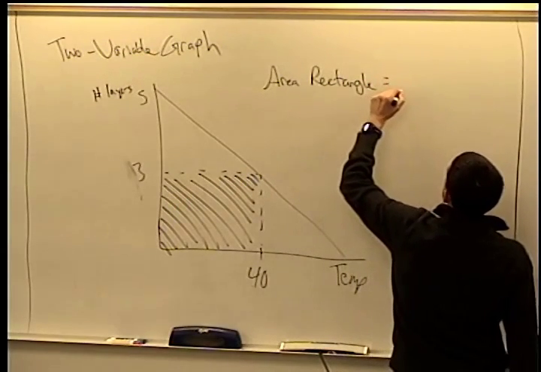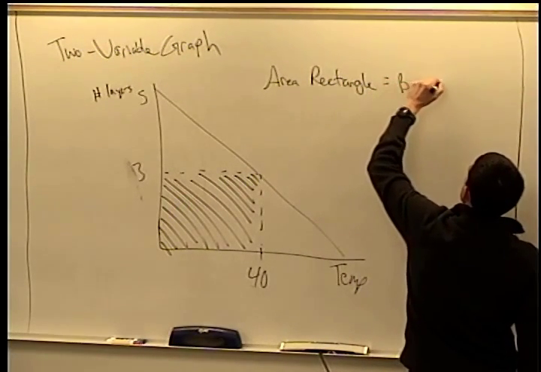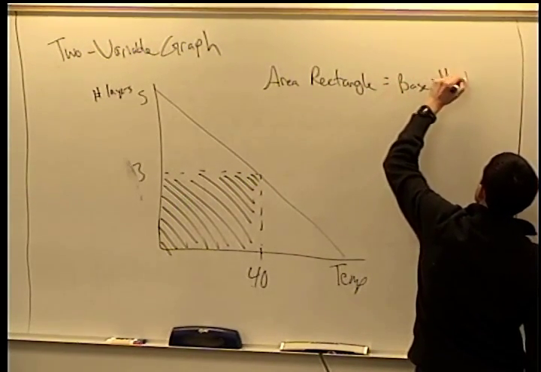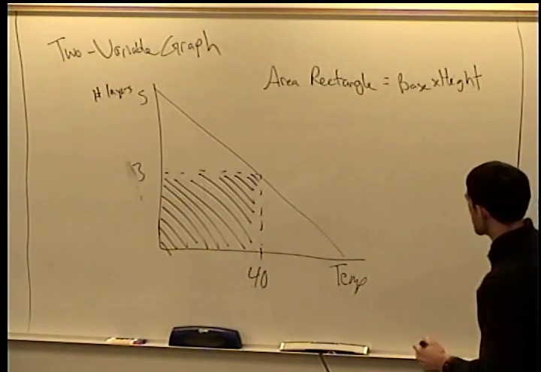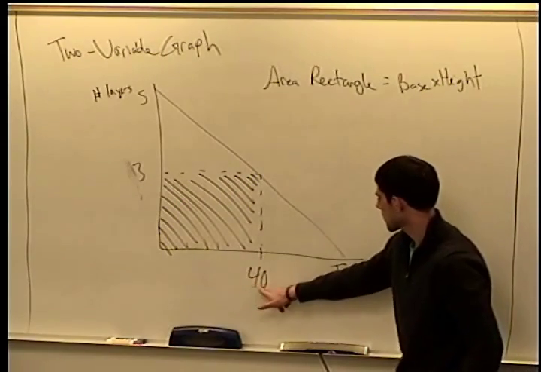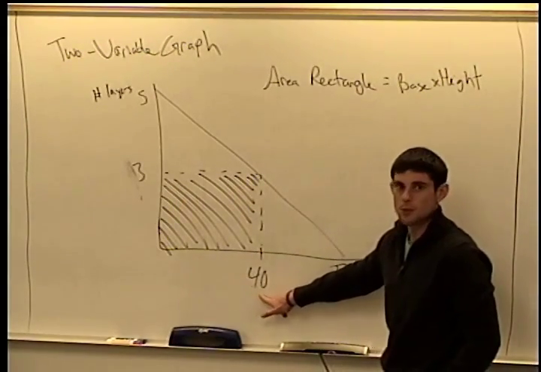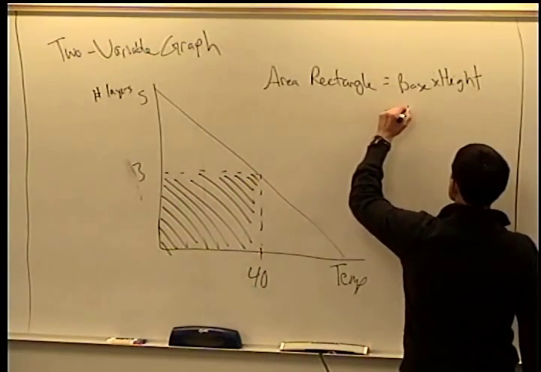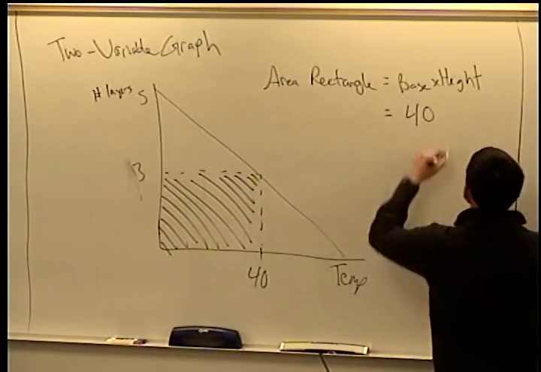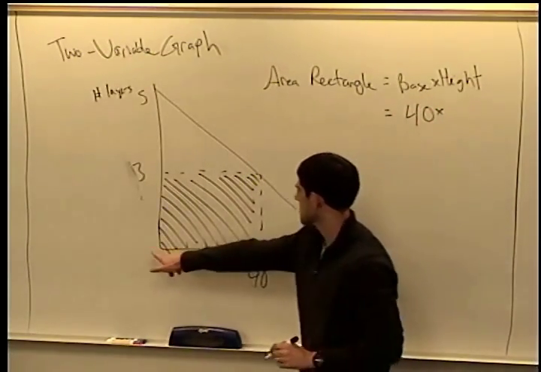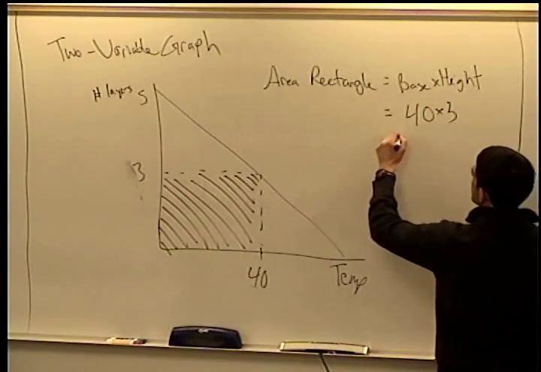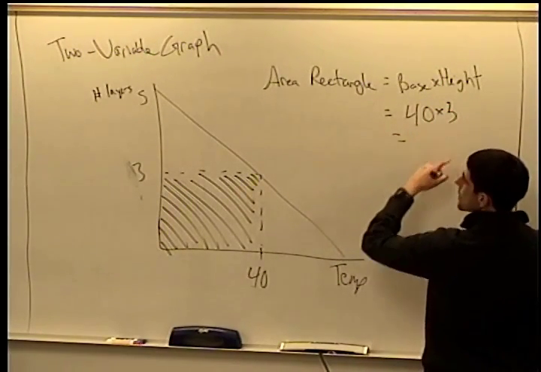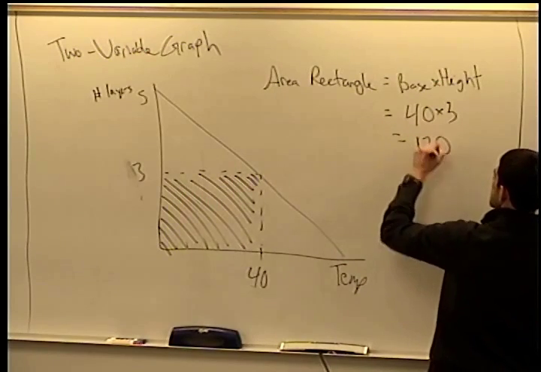So the area of a rectangle is going to be equal to base times your height. Okay, and in this case, our base is going to be from 0 to 40, which is 40, times our height, which is 0 to 3, which is 3. So the area of our rectangle in black is going to be 40 times 3, which is 120.